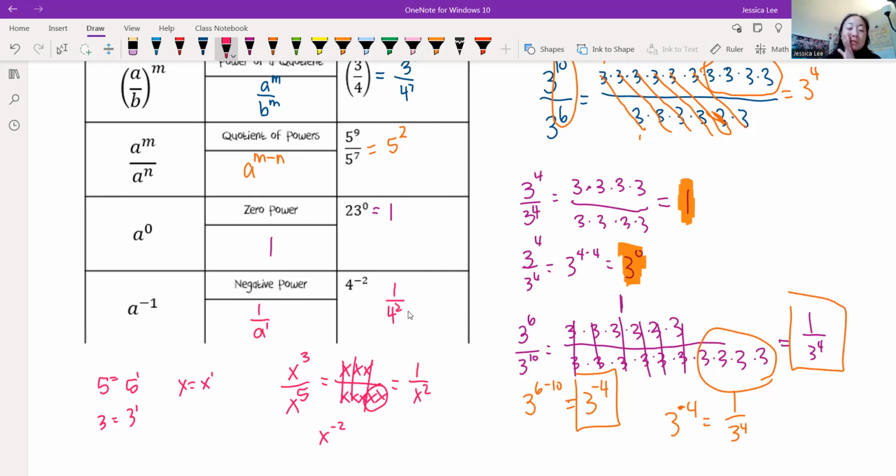Okay, and as a little extra boost, what happens if there's a negative on the bottom? I know some of you guys already asked. So let's say we had like 3 over x to the negative 2 power on the bottom, then what do we do?